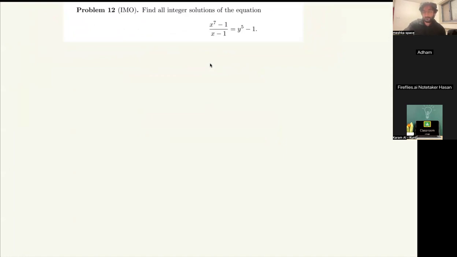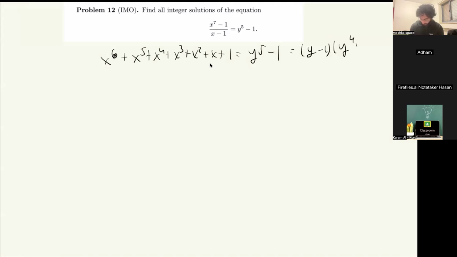Any ideas? This is the same as saying x to the 6 plus x to the 5 up until 1 is equal to y to the 5 minus 1. Great. So we can write the left-hand side like this. And there's y minus 1 there. I don't know if it will be useful, but there's also the factorization of the right-hand side as well. Maybe it's useful, maybe it's not. But yeah, any ideas?